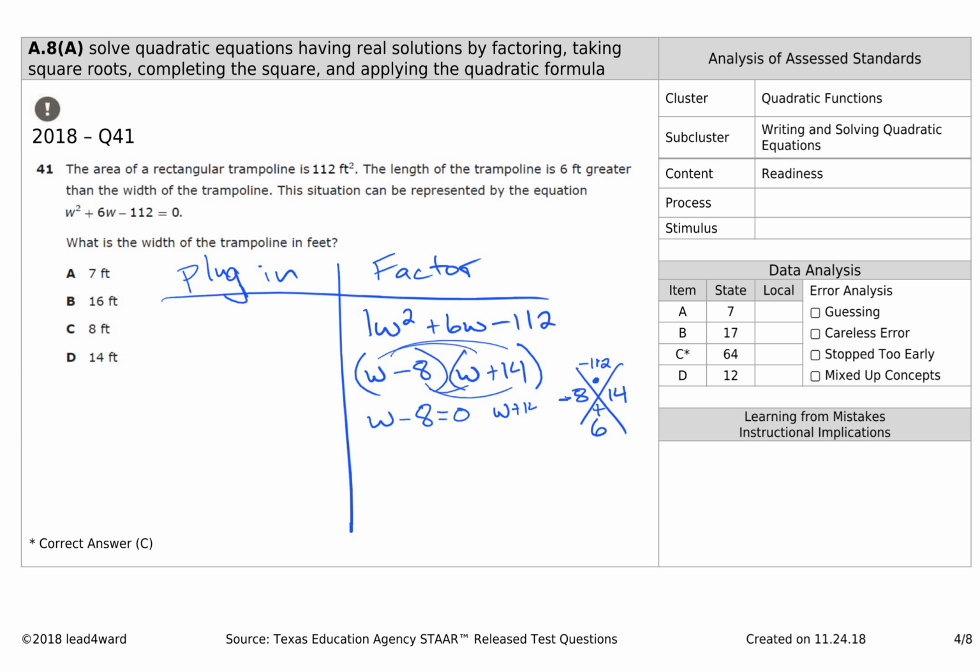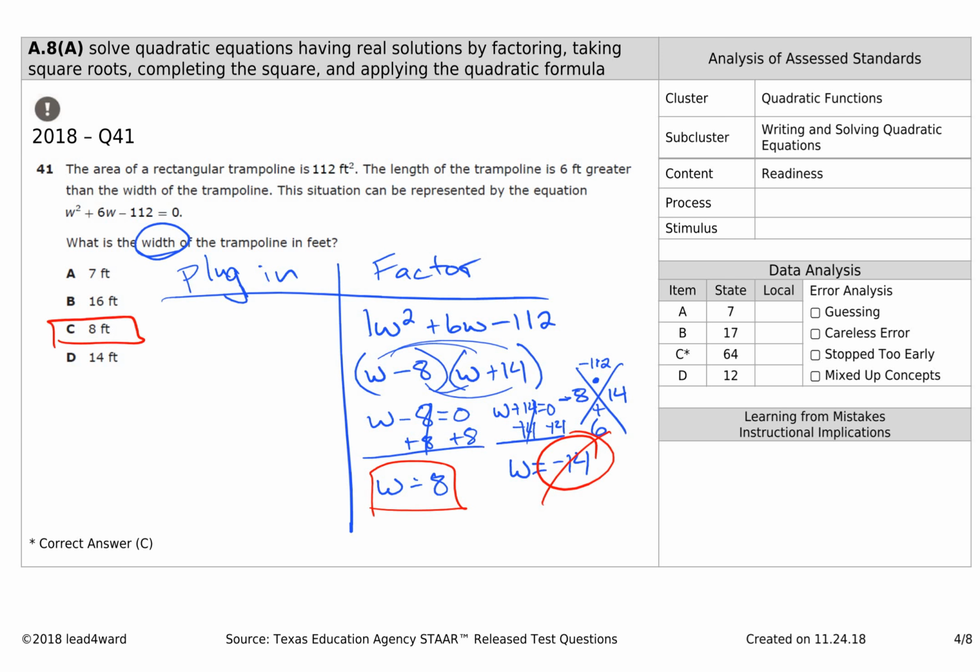W plus 14 is equal to 0. To get rid of that minus 8, we add 8. W is equal to 8, or minus 14, W is equal to negative 14. Since we are talking about the width of a trampoline, it would not make sense to have a negative number, so the answer is W is equal to 8, which is C.